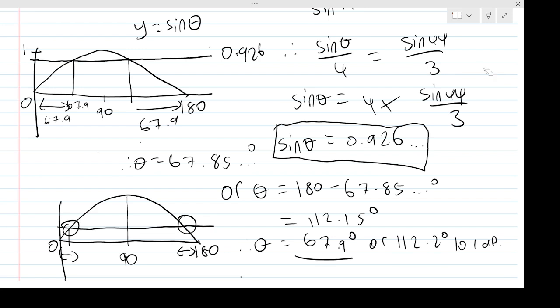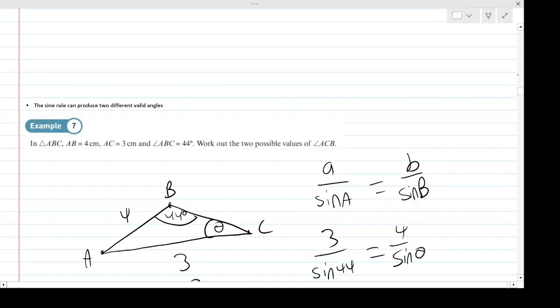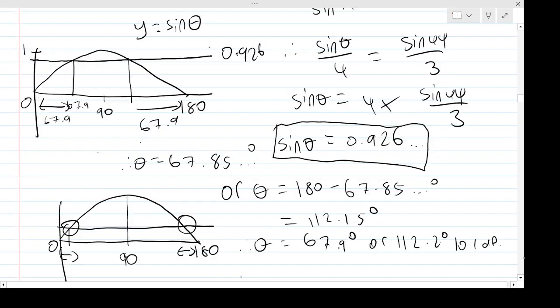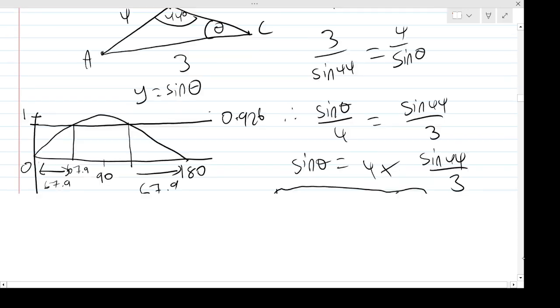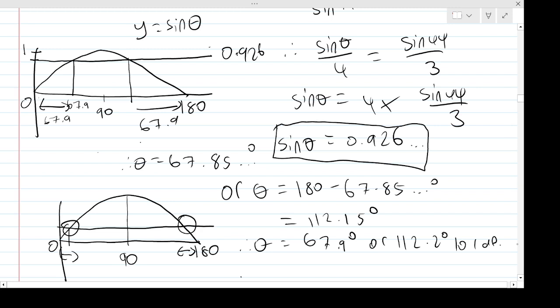So I've got two possible solutions then, which, if I go back to my triangle, theta could be this 67.9, or it could be 112.2. So I've got two possible values of the angle ACB. And so that's the whole idea: the sine curve will always have two different solutions, that which I've circled there. There will always be 2 points where it crosses over with the curve, which will produce two different angles. Okay, so that's the idea then.